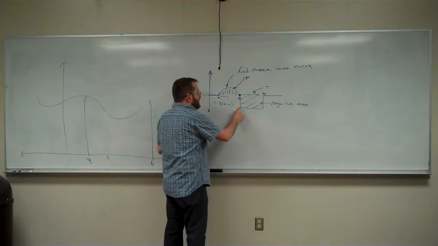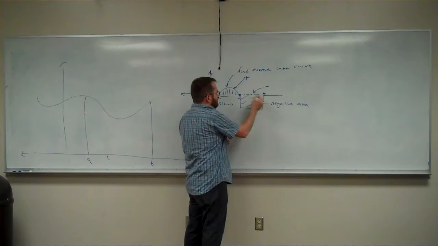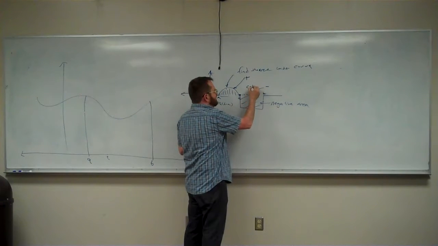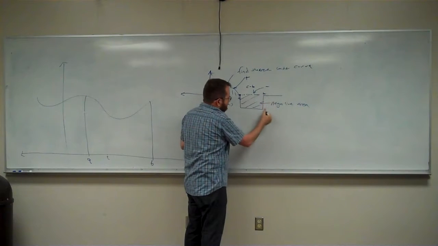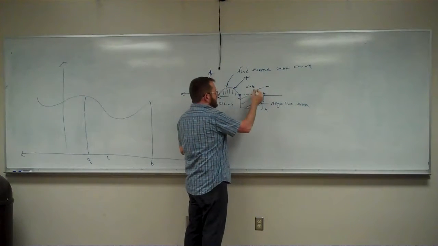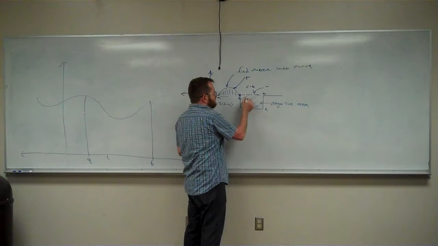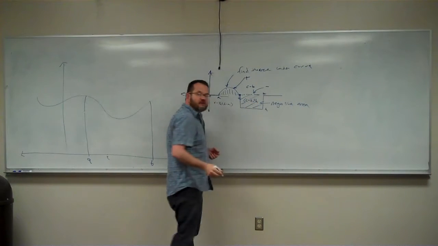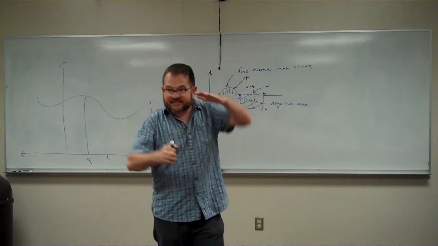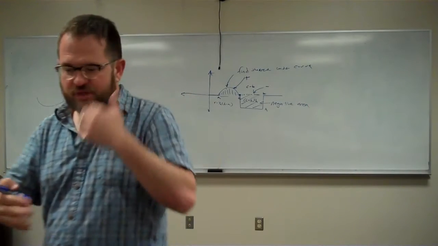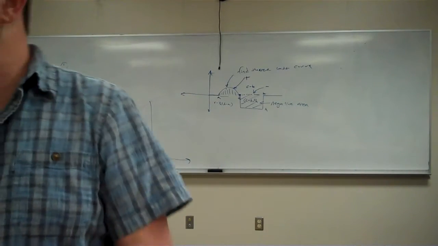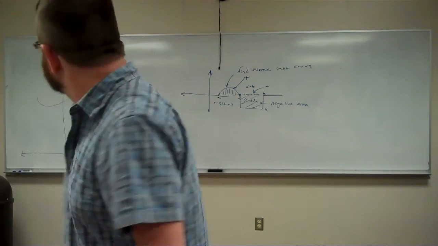Yeah, so find this area. The width of this is going to be c minus b, and let's say this height here is, I don't know, let's just say h. Then this area here is c minus b times h, but then make it negative, because it's the area below the curve, when the curve is below the x-axis. Okay?